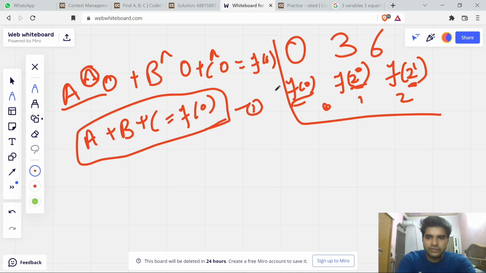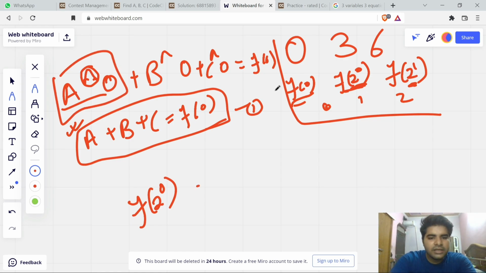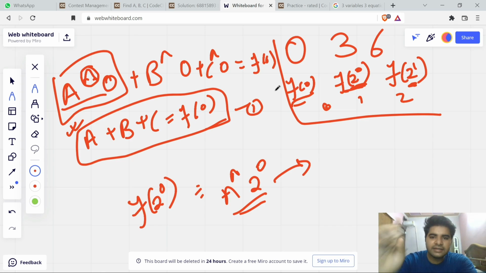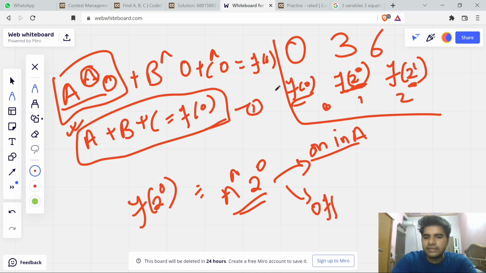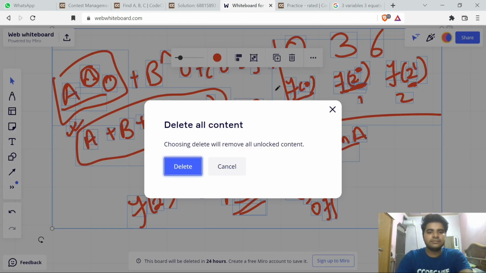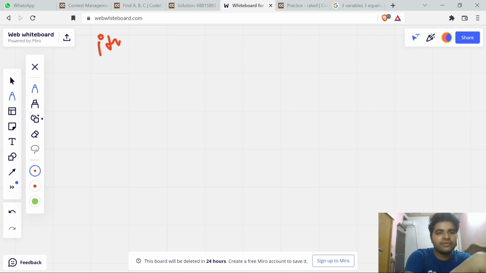So f of 2^0: let us focus on what this gives us. f of 0 always gives us the sum of all three variables. Now f of 2^0: let's just focus on the first term and the rest will follow. f of 2^0 is just A XORed with 2^0. Let's say this bit is on in A, and the second case would be that it is off in A. If it is on in A, then the XOR will come out to be 0, because I am talking bitwise. So I am talking about the ith bit of A, and I am talking about f of 2^0.